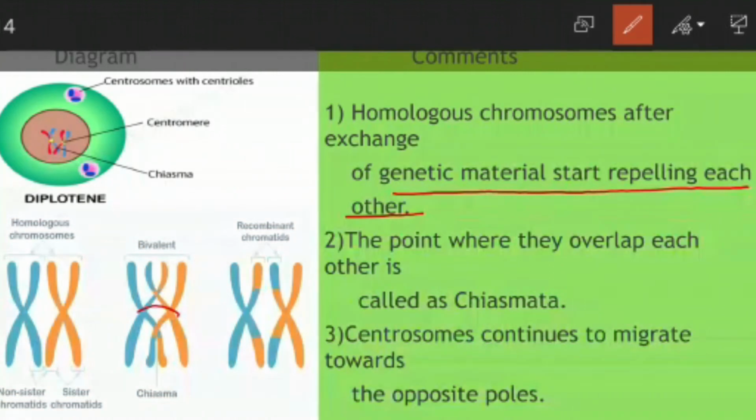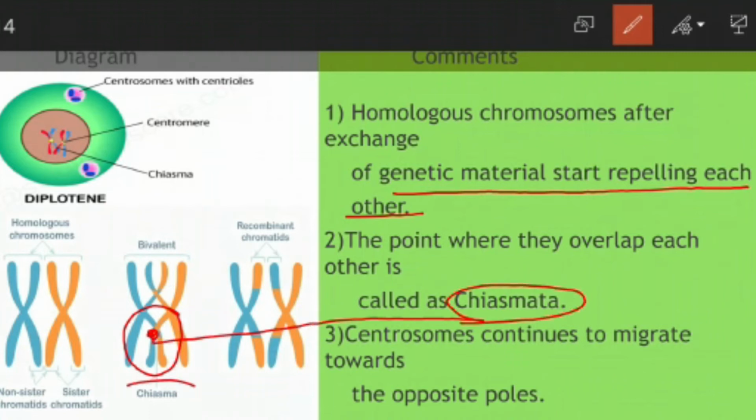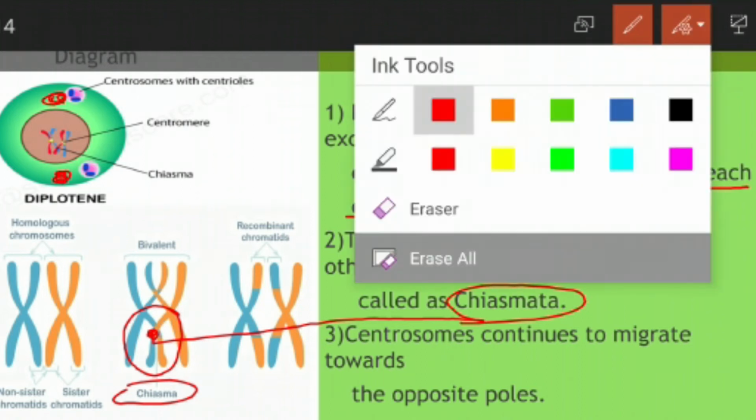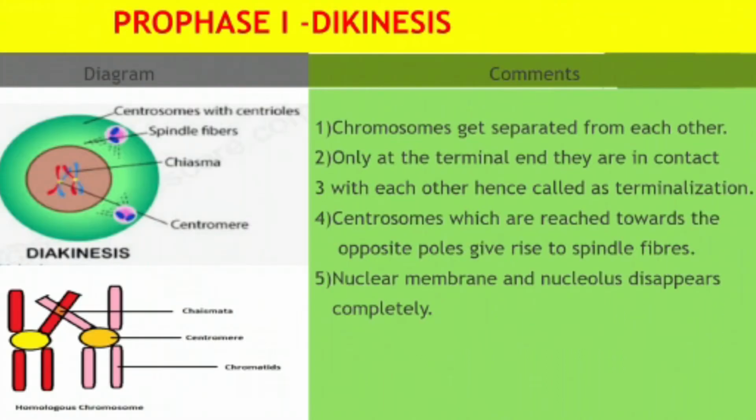And at the points where they are still in contact with each other, they cannot separate immediately. The uncoiling takes place slowly, the repelling takes place slowly, and there are a few points where they are still in contact with each other. Those points are called chiasmata, or chiasma. Now, what about the centrosome? The centrosome continues and is now near the opposite pole. So we have completed diplotene.